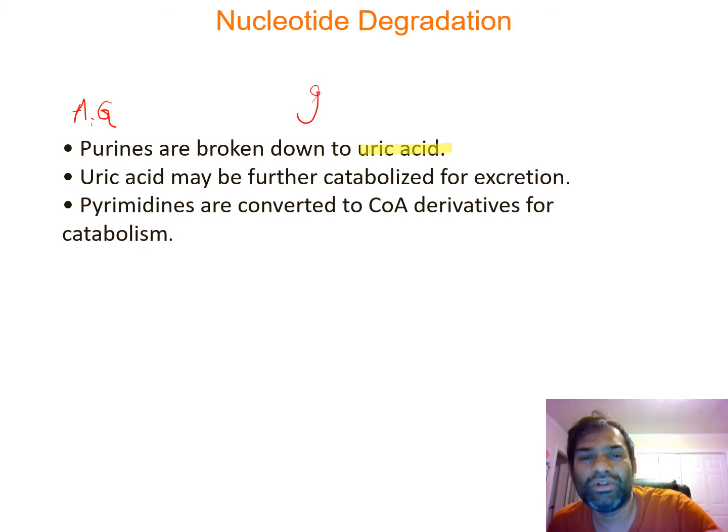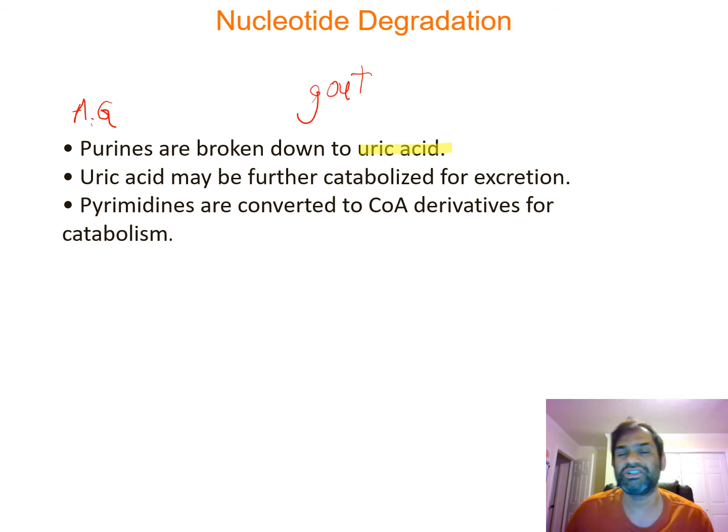Gout was, in the olden times, usually affiliated with individuals that were very rich, ate a lot of meat, and drank a lot of wine, but this uric acid tends to crystallize in the extremities of the body. Now we know that uric acid crystallization is associated with the excessive breakdown of adenine and guanine. Basically, we're talking about how nucleotides get broken down and metabolized in the body, whereas in the previous lectures, we were focusing on the de novo biosynthesis.